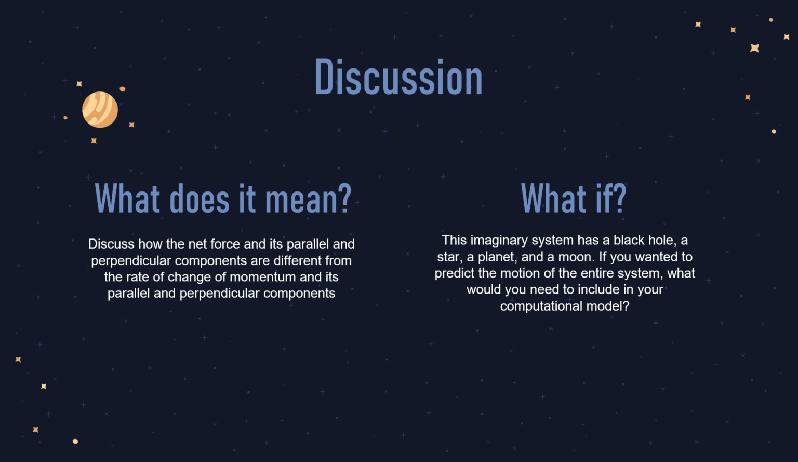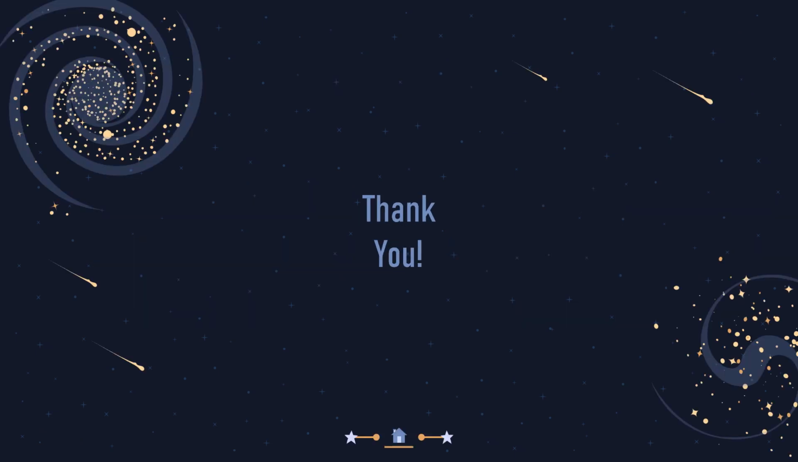What if this is an imaginary system that has a black hole, a star, a planet, and a moon? And then if we wanted to predict the motion of the entire system, what would you need to include in this model? Basically, I think that it's very similar to our lab. If this was our system, then to predict the motion of the system as a whole, all you need to include is the masses, positions, and velocities of each the black hole, star, planet, and moon, along with the gravitational forces between each one of them, which would take a while to compute, but it's similar to what we did in this lab.